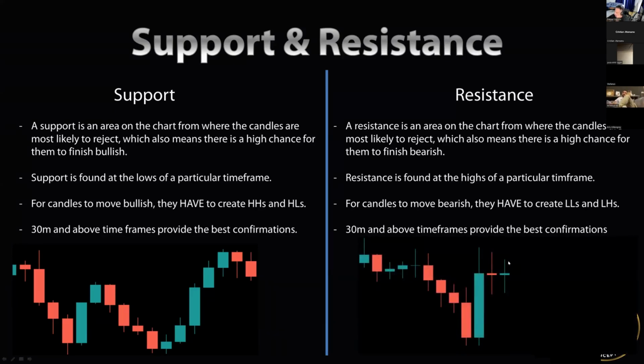Now, we have a scenario right over here. And what does this scenario tell us? This scenario tells us that this was a strong body candle. And next we had a doji, which means indecision. Then we had another doji, which means indecision. So after looking at these two candles, where do you think price is going to go? Can we tell where the price is going to go?